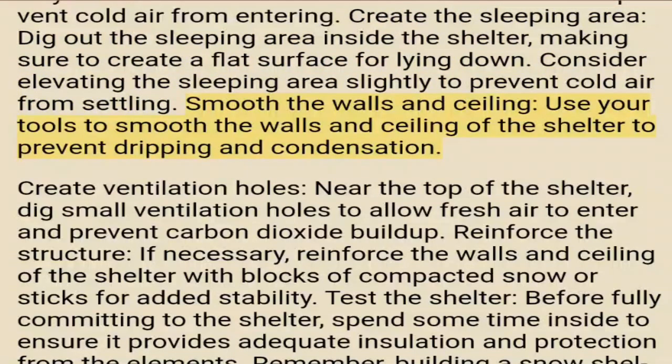Smooth the walls and ceiling. Use your tools to smooth the walls and ceiling of the shelter to prevent dripping and condensation. Create ventilation holes. Near the top of the shelter, dig small ventilation holes to allow fresh air to enter and prevent carbon dioxide buildup. Reinforce the structure. If necessary, reinforce the walls and ceiling of the shelter with blocks of compacted snow or sticks for added stability.